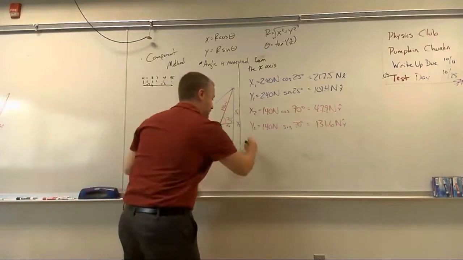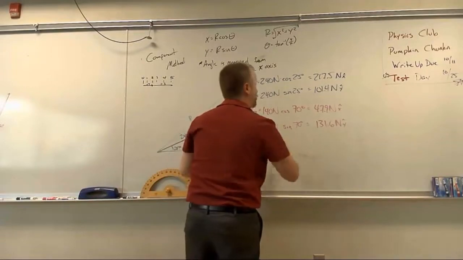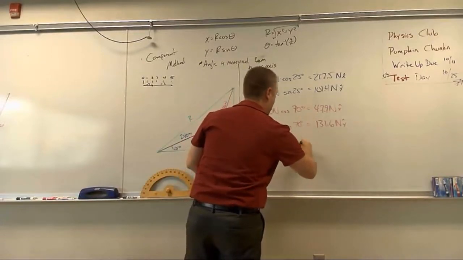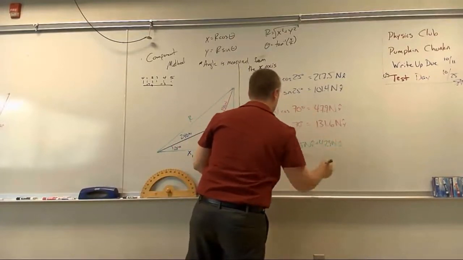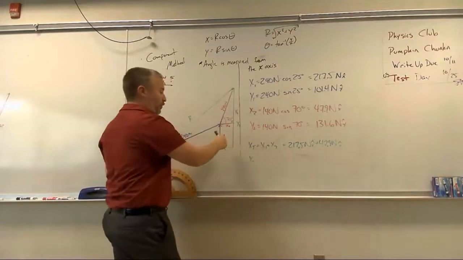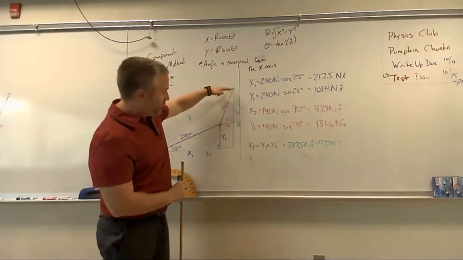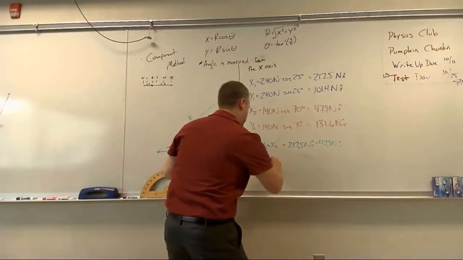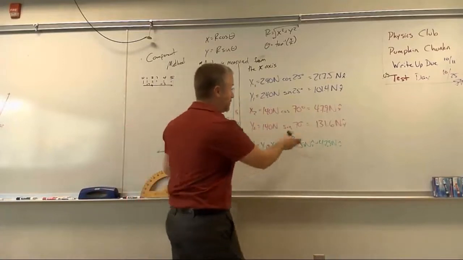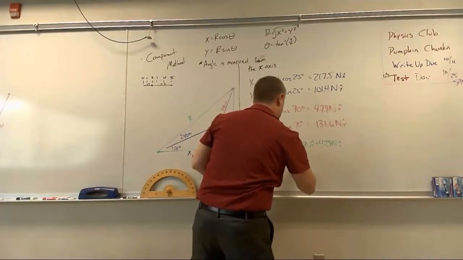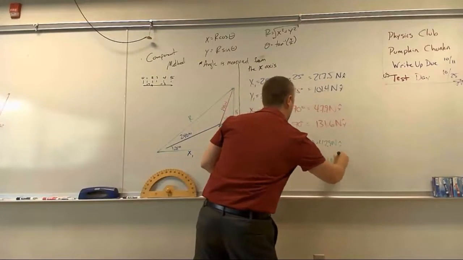Hopefully you can see pretty clearly visually that x total is simply x1, which goes from here to here, plus x2. So x total is x1 plus x2, which is equal to 217.5 newtons x hat plus 47.9 newtons x hat. And then we'll do the same thing for the y. Add y1 plus y2 to get the y total. You don't have to show these particular equations, but it's not the worst idea: 101.4 newtons y hat plus 131.6 newtons y hat.